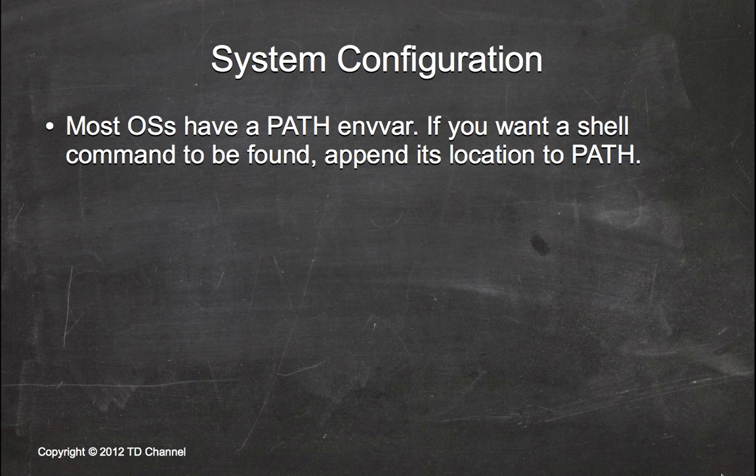So let's move on and look at what I meant by system configuration. Most operating systems have an environment variable called PATH, capital P-A-T-H. And basically, whenever you try to run an application or a program from the command line or from the terminal, the OS is going to search in this PATH environment variable for the command that you typed in.